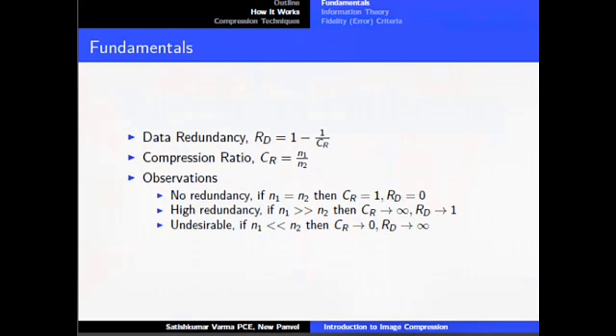Redundancy is 1 minus 1 upon compression ratio. Compression ratio is the ratio of N1 by N2. If N1 is equal to N2, there is no redundancy. If N1 is very large as compared to N2, the redundancy is higher. If N2 is very large as compared to N1, there is expansion.